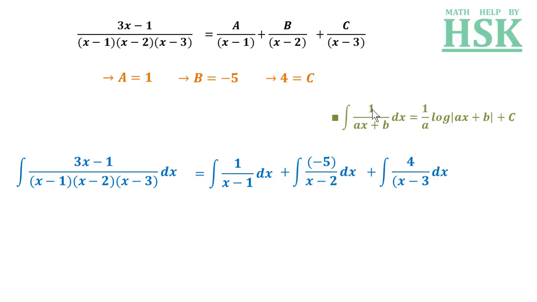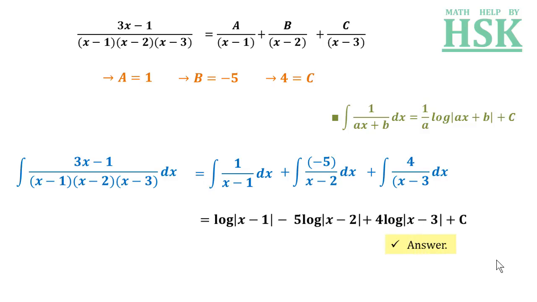So we know that the integration of 1 upon ax plus b, that is, the integration of 1 upon a linear expression, is equal to 1 upon a times log of ax plus b, plus c. That is, the integration of 1 upon a linear expression is equal to log of that linear expression divided by the coefficient of x. So applying this formula, I'm going to get this as log of x minus 1 minus 5 times log of x minus 2 plus 4 times log of x minus 3. So this is my required answer.